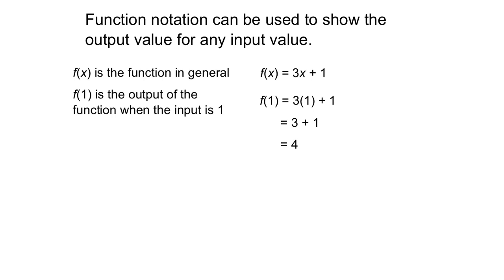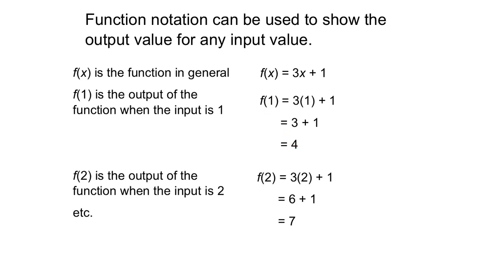So I can calculate what that's equal to. I just follow the order of operations like before. 3 times 1 is 3, and then we add 1, that's 4. So f of x is the general equation. F of 1 is the specific output when the input is 1. Likewise, when I write f of 2, that means I'm finding the output when the input is 2. So f of 2 is equal to 3 times 2 plus 1. I can work it out. The output is 7 when the input is 2.